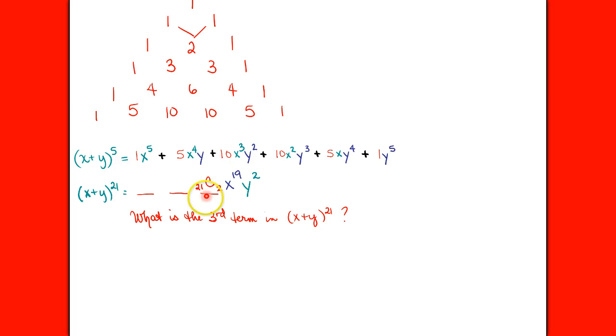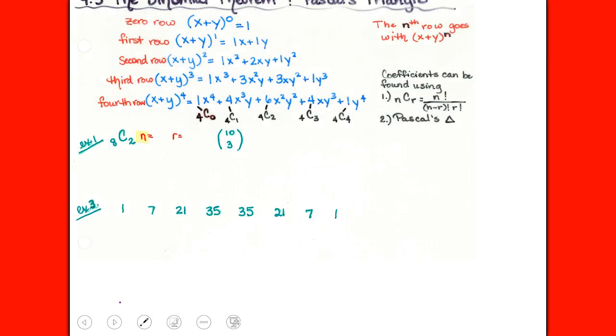They're going to want me to give a number for 21C2. They're not going to want me to leave it that way. So how do I get a number for 21C2? Well, I'm going to use that formula, that nCr formula. All right? So if they wanted me to find, let's use a smaller one for an example, if they wanted me to find 8C2, what would n be?